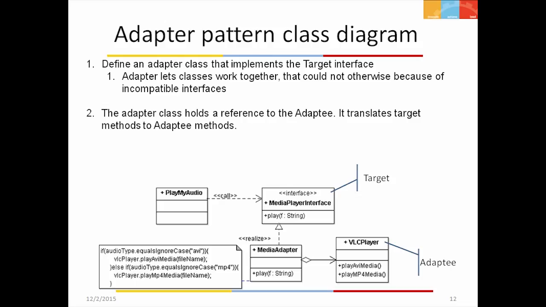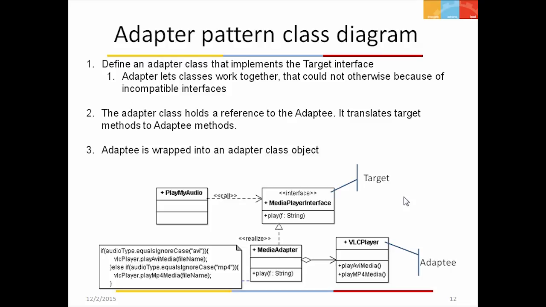So the adapter class must hold a reference, and it translates target methods to adaptee methods. It translates these target methods essentially. Here, the target method is play, though it's just an interface, so it's just a method definition. So play is the method, and inside this play method it is going to call this VLC player. That's the way it's going to work.